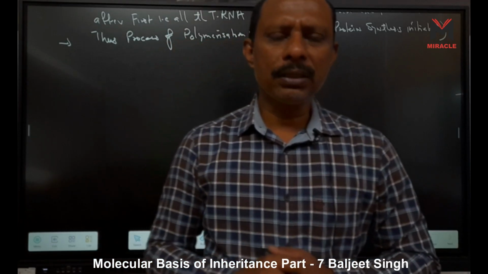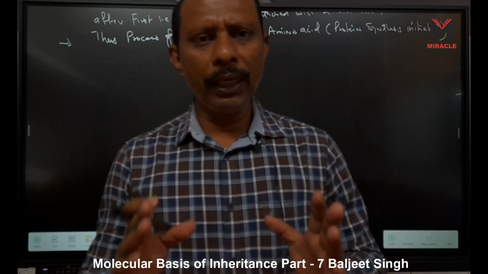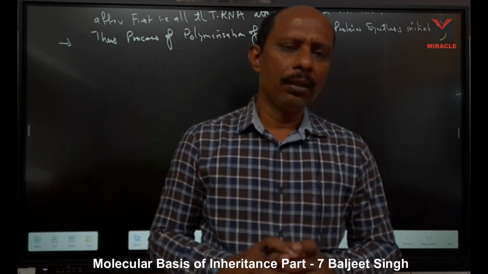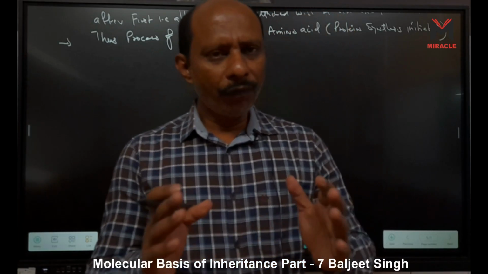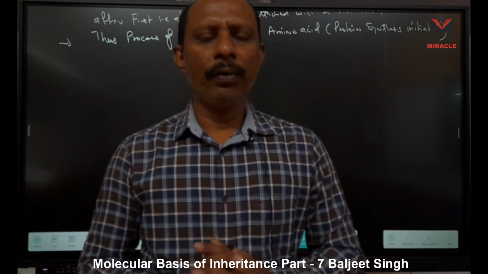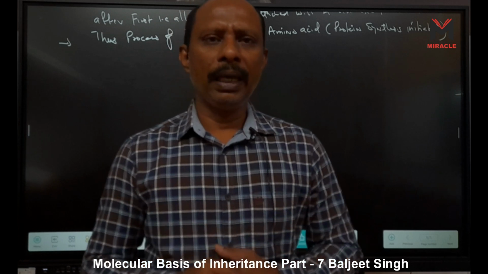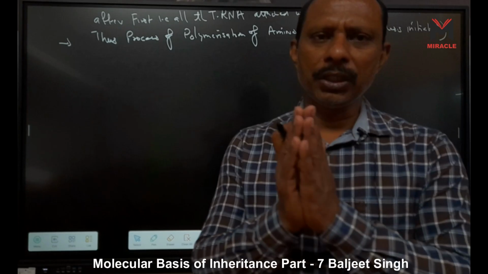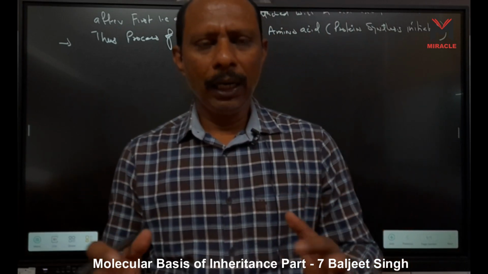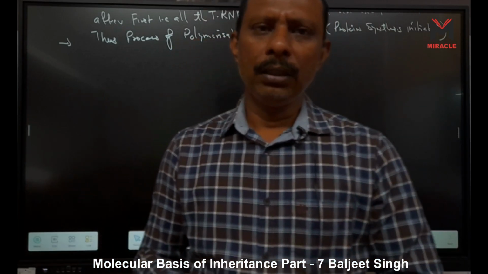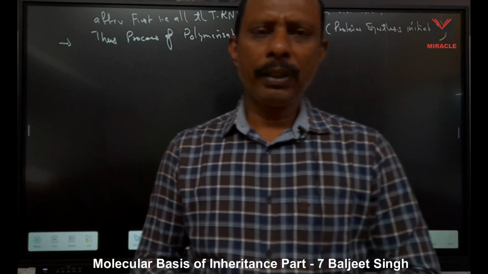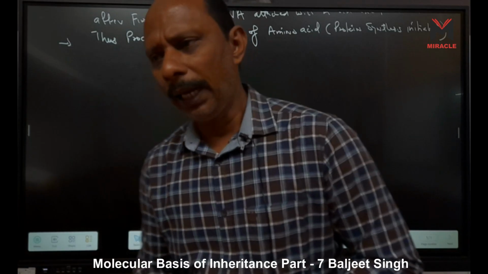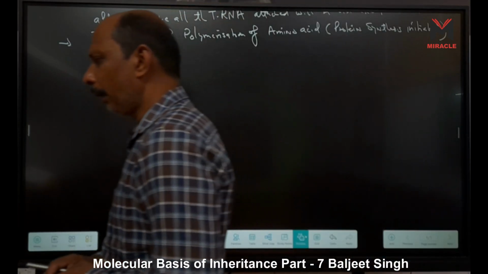When a stop codon comes in the messenger RNA, UAA, UGA, or UAG, we know very well that these three codes have no transfer RNA. So due to the absence of transfer RNA, what happens? The chain is released, and the messenger RNA is also released from the smaller subunit. That means protein synthesis stops. This is called termination.